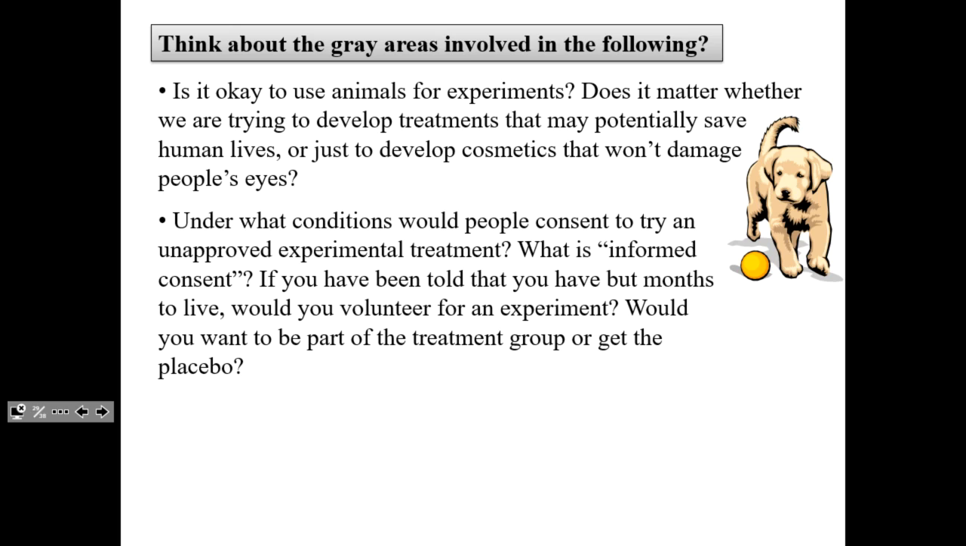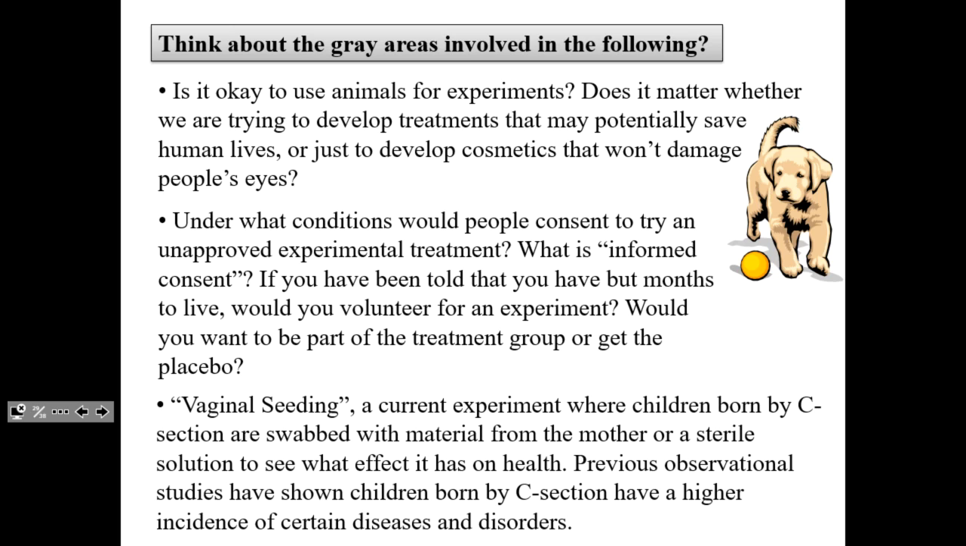Right now there's an experiment being done called vaginal seeding. Children who are born by C-section get swabbed with material from the mother, or they get swabbed with a sterile solution to see if it has any effect on their health. Previously, observational studies have shown children who are born by C-section had higher incidence of certain kinds of diseases or disorders, including asthma and allergies. So they're thinking maybe being born by C-section is not a good idea, that being exposed to those bacteria when they're being born is actually beneficial.